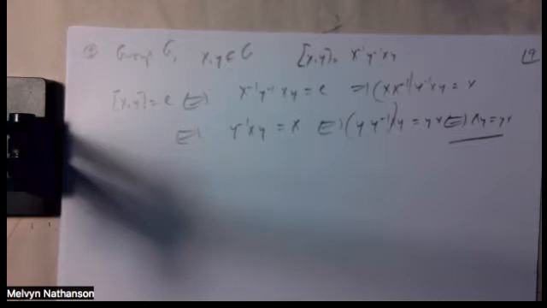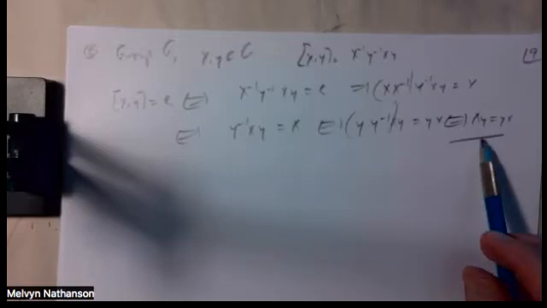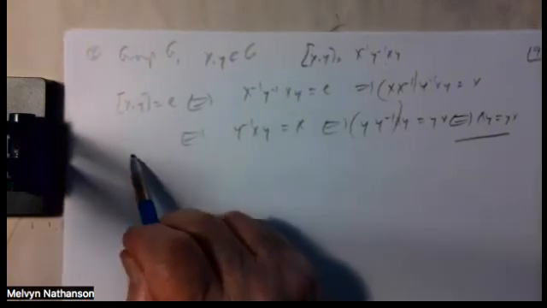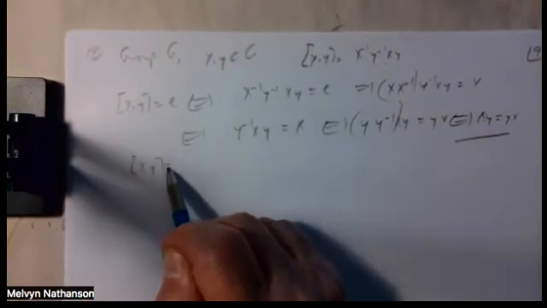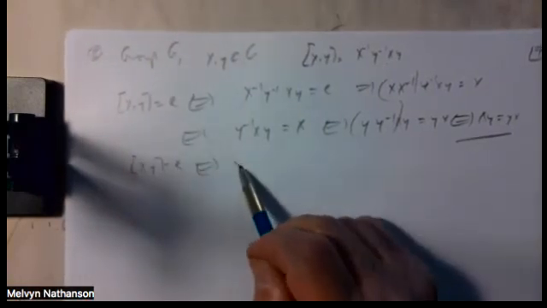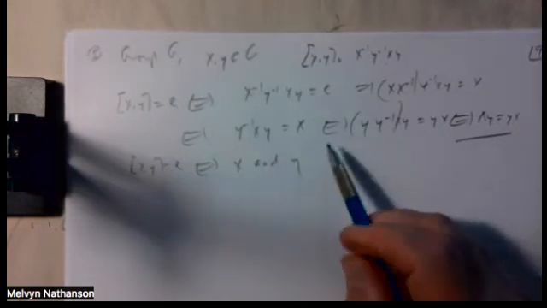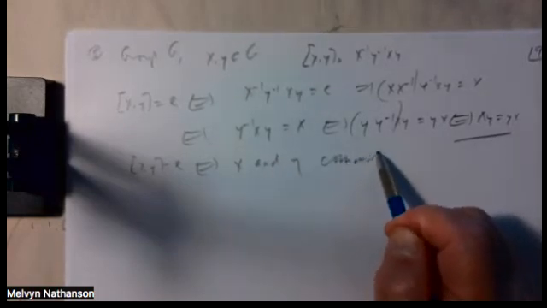So we've seen this already several times before. The commutator of two elements in a group is the identity if and only if X and Y commute. So XY equals E if and only if X and Y commute. And that's the definition of commuting. Two elements commute if it doesn't matter what order you multiply them in, XY or YX, you get the same element.